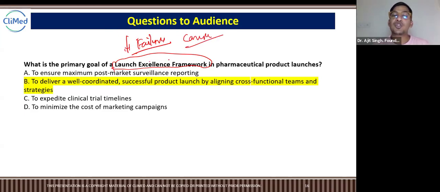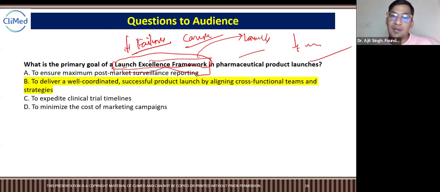They prepare the launch excellence framework, and based on that they prepare all the launch strategies, just to reduce the failure of the product in the market. Failure of the product in the market means poor reachability to the patient: if they're not getting enough audience, enough patients, or if they're failing against the competitors in the market, they have to create a fully functioning framework. That framework is well coordinated between different teams, from the manufacturer to MSLs, the sales team, the promotional team, and all the stakeholders. They should have proper cross-functional teams and strategies, so there is no lack and no failure in the product launch.